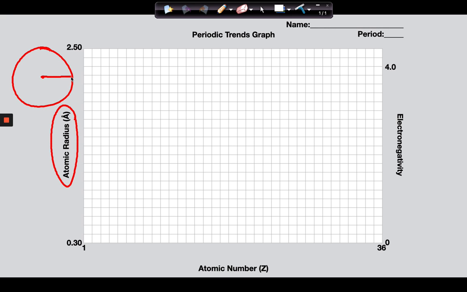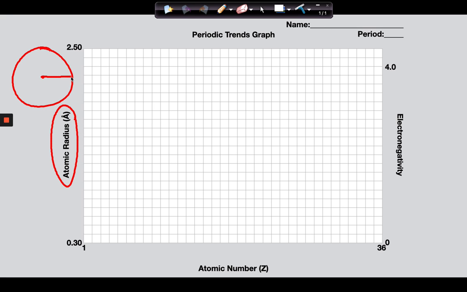So guys, the atomic radius is the bottom number in the red box in the upper left-hand corner of each of the cells. And so guys, these are the numbers that you're going to be graphing, and the units are angstroms, which are 10 to the negative 10th meters, really, really small. But guys, you're going to be graphing that piece of data for the first 36 elements. And then you're going to connect your dots.